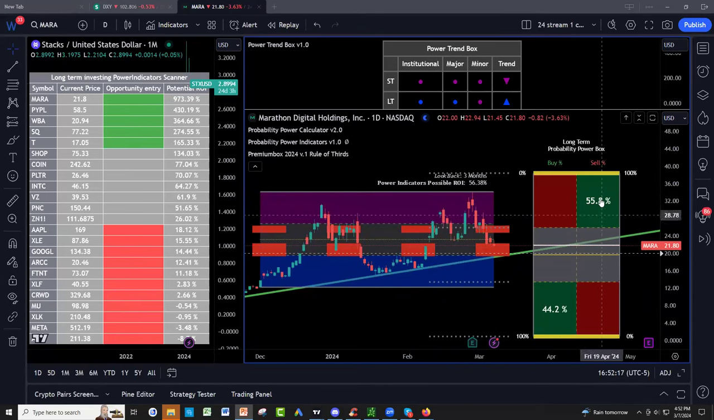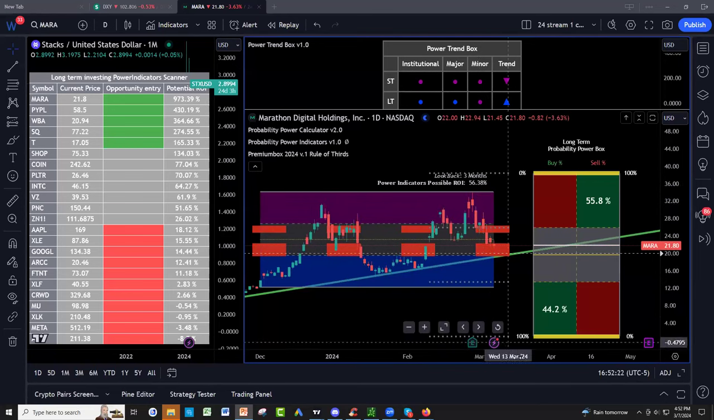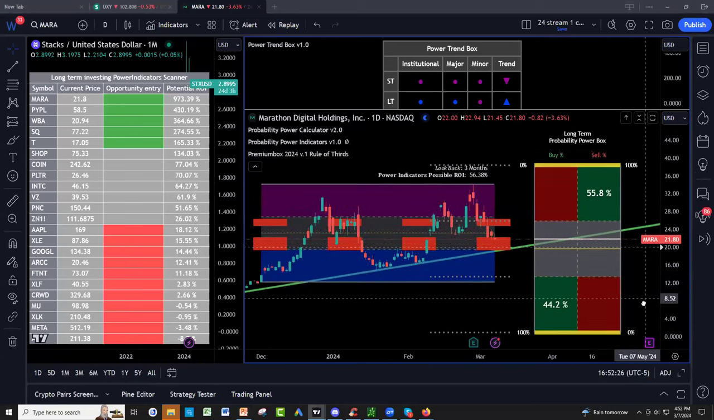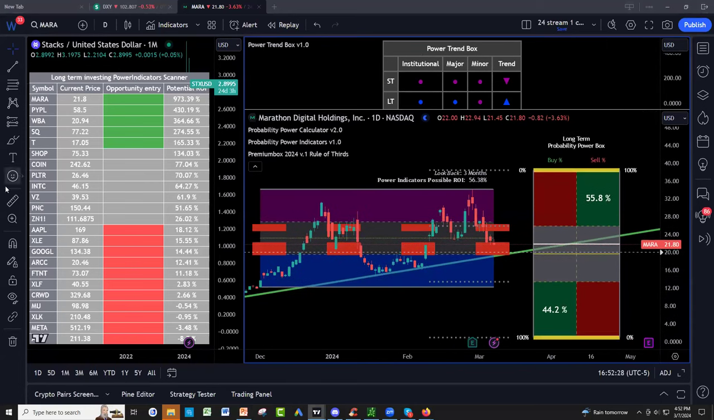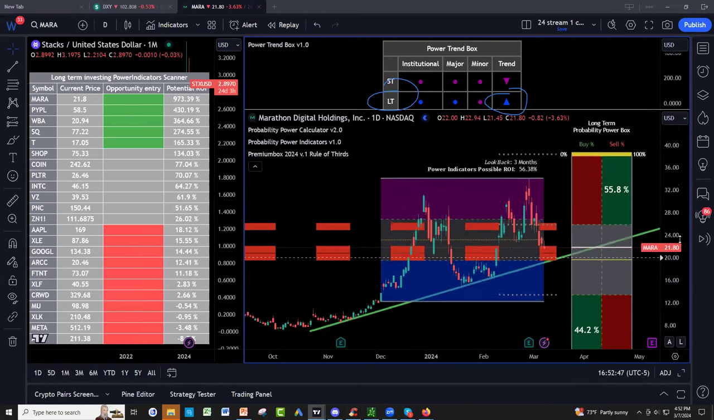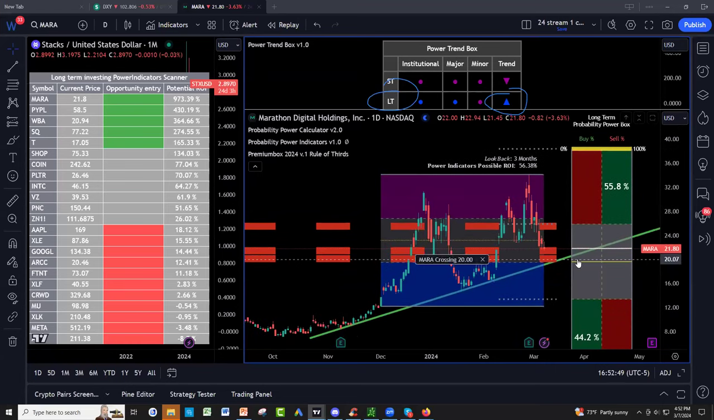I look at the edges of the yellow, the edges of the probability rule of thirds, purple and blue. This is where I want to have the best entries. Now, if I think that this is still long-term, you know, this thing is not going back to $8. So if you think it's still long-term up, which it shows up here, look at the probability power on trend box on Mara: up. That means you need a re-entry, and your re-entry is going to be on the institutional red zone dashes or the trend line.